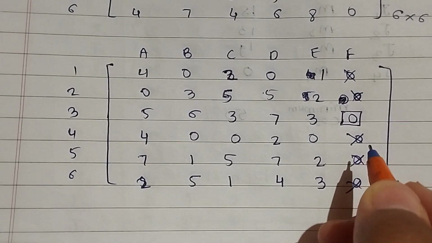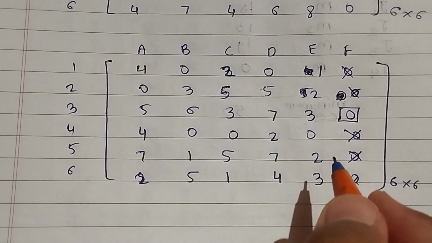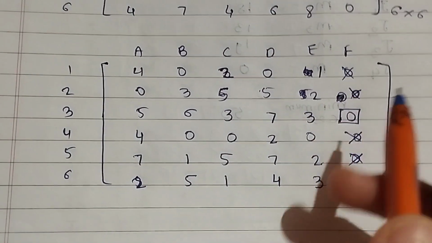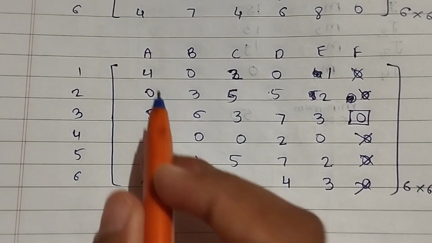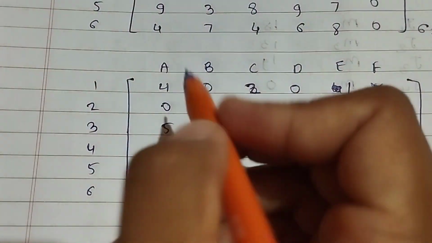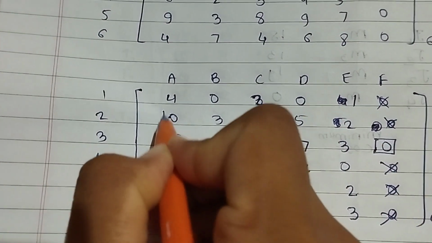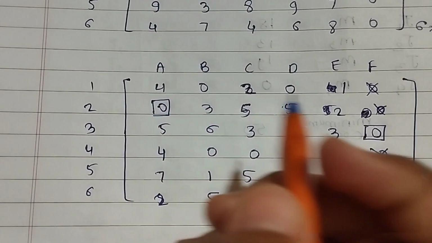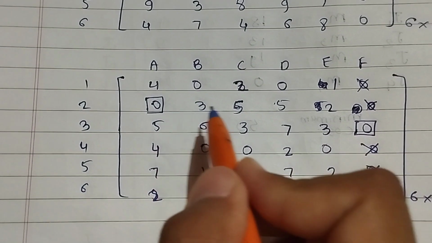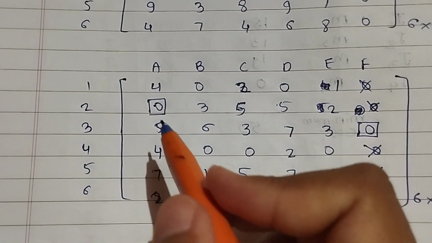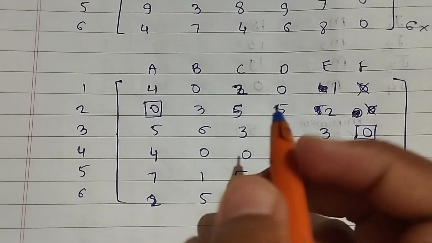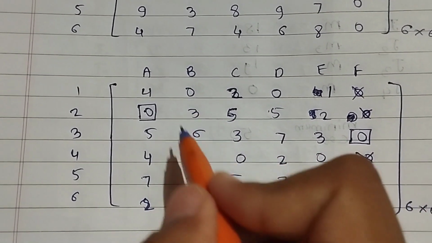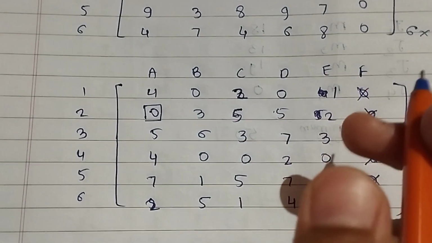Does any row have a single 0? No, here three 0s are present. Here no single 0 is present. Now we check the columns. Does any column have a single 0? Yes, in the first column the single 0 is present. So we assign it, then cross all the zeros with respect to its row and column, but no single 0 is present with respect to that 0.